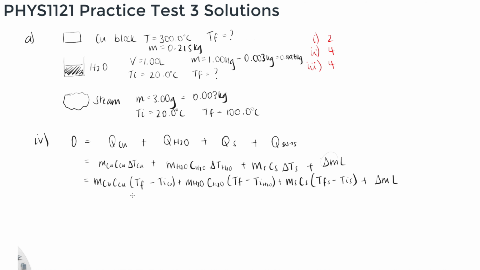So here, what we actually want is this TF. We want the final temperature of the water and the copper block. Remembering that we already know the final temperature of the water that's going to become steam. So we basically need to rearrange this equation such that TF is on its own. So I'm going to do that really quickly now.